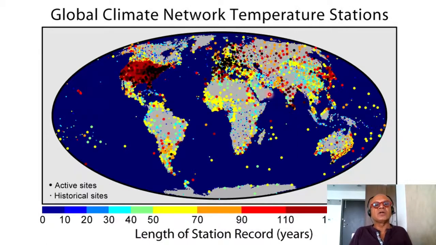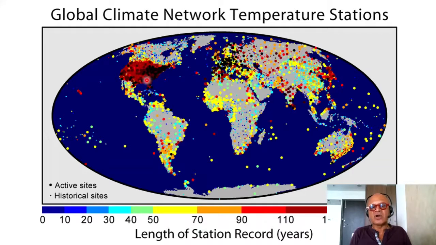So just to touch a little bit on the Global Climate Network temperature stations. So obviously these are all islands and these are all land points, and you think, wow, there is a lot of data. So there are many that are historical sites, there are some that are still active, and you can see the length of station record changes depending on where you are.